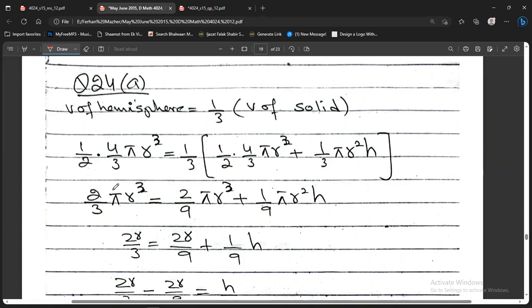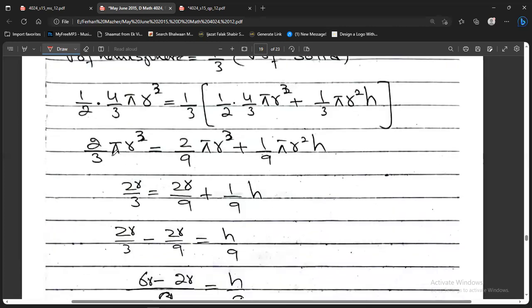So it will be cutting 2 by 3 pi r cube equals to, this will become 2 by 9 pi r cube plus 1 by 9 pi r square h. And from pi r cube, pi r square, not the cube, here the r will be left, okay? From here r will be left, from here r will be left. So you will have 2r by 3 equals to 2r by 9, and from here you will have 1 by 9 h.